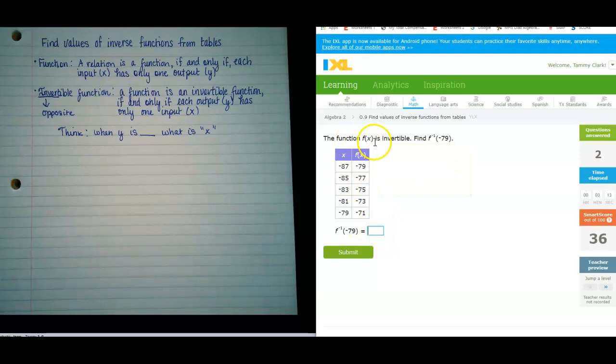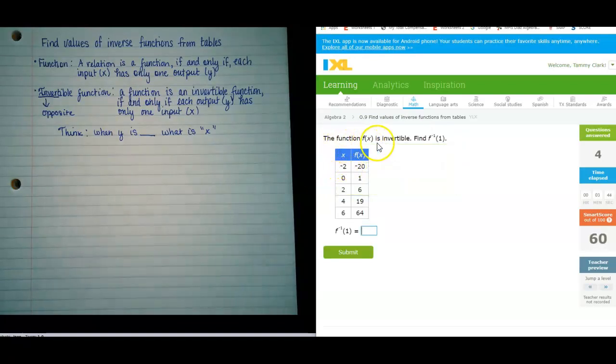The function f of x is invertible. Find the inverse of the function when y is negative 79. Well, here is y at negative 79. It's negative 87. The function f of x is invertible. Find f inverse, or the inverse of this function, when y is negative 50. Well, y is negative 50 here when x is 18.